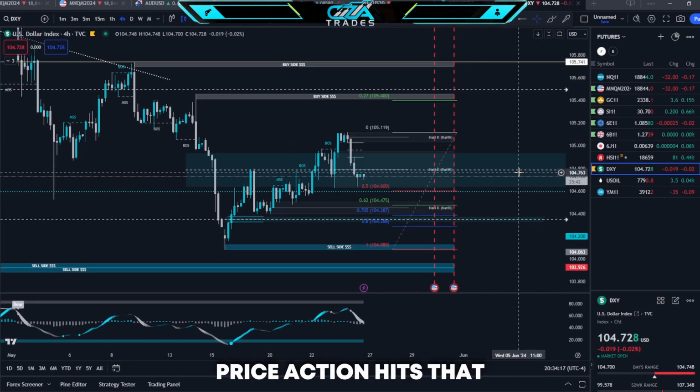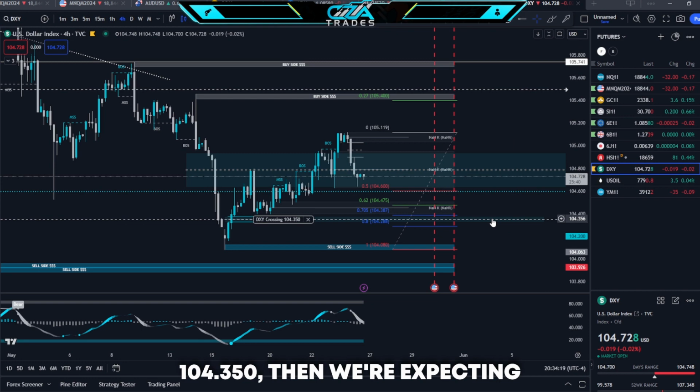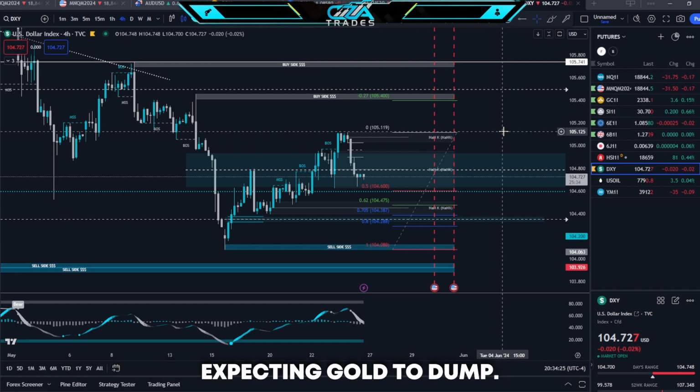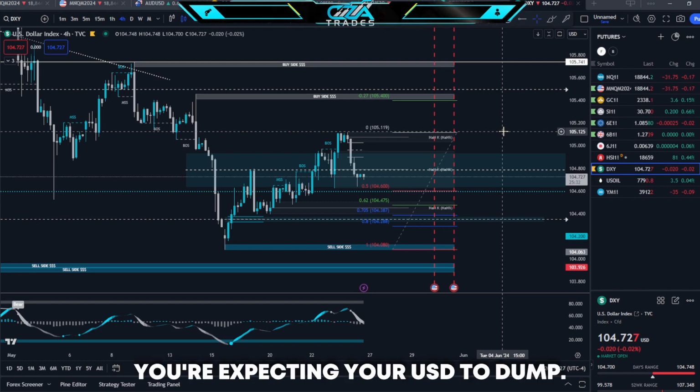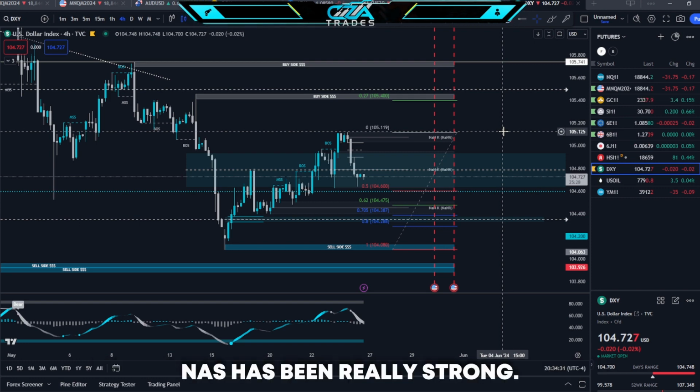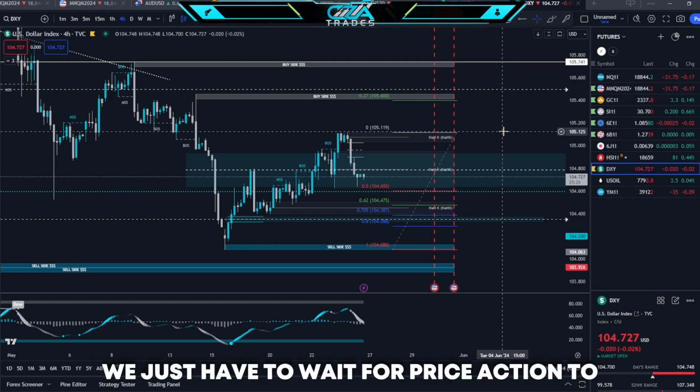Once price action hits that 104.350, then we're expecting everything else to dump, right? You're expecting gold to dump, you're expecting Euro USD to dump, you're expecting NAS to dump. But NAS has been doing its own thing. NAS has been really strong. We just have to wait for price action to develop.